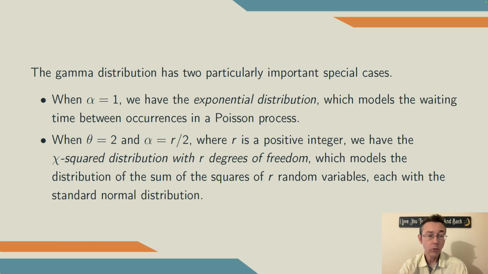When theta is 2 and alpha is r over 2, where r is just some positive integer, we have the chi-squared distribution with r degrees of freedom. And that models, among other things, the distribution of the sum of squares of r random variables, each of which has a standard normal distribution.